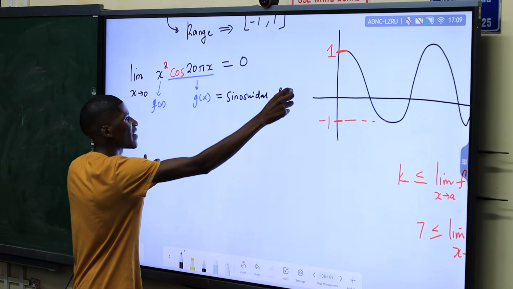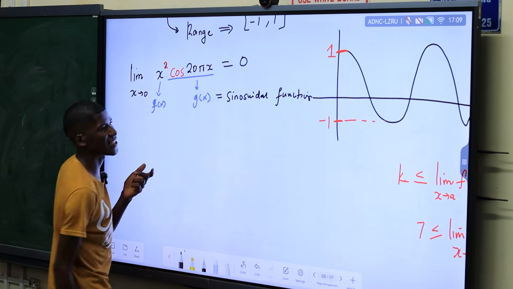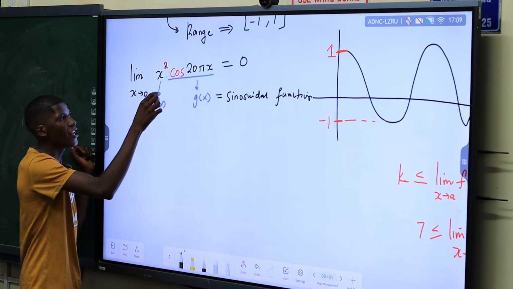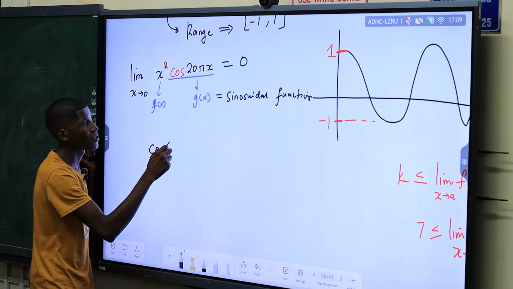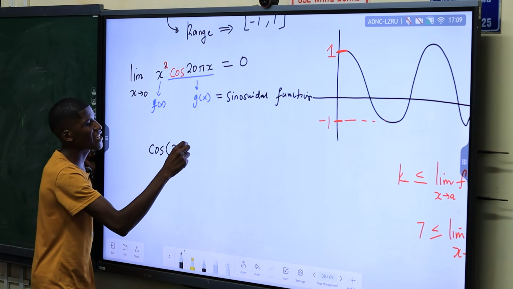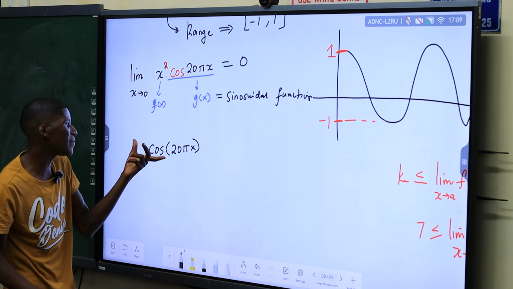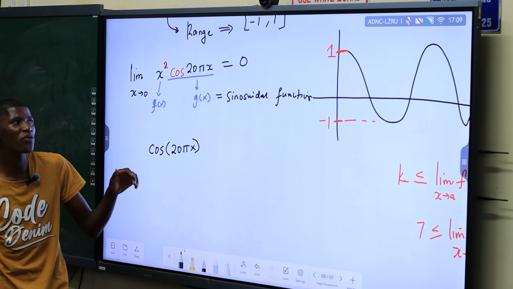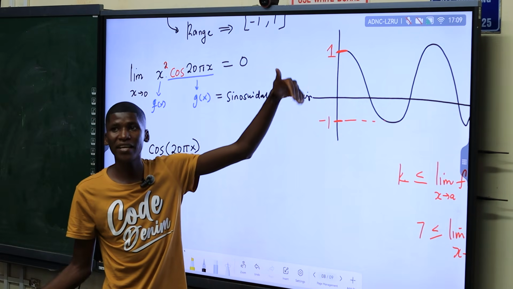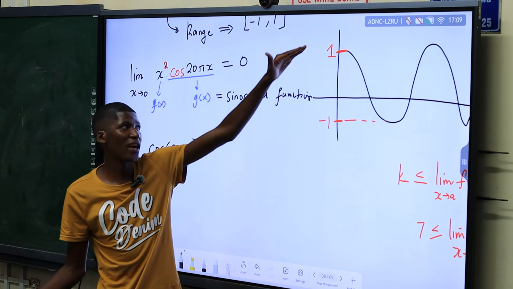Always a sinusoidal function, a function that is either a cos or a sine graph, as long as it is a wave. Look, cos 20 pi x. What range am I going to put? Like the maximum and limit, it has to be between what and what? 1 and minus 1, right? Yes, minus 1 and 1.